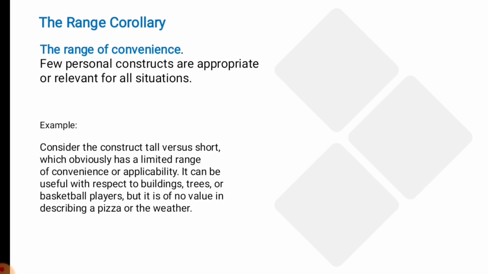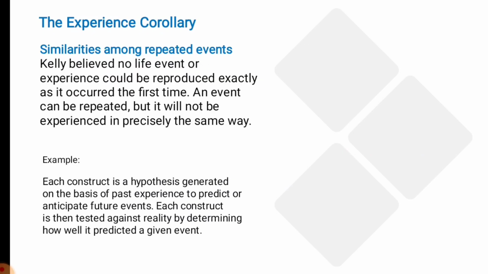Okay, consider the construct tall versus short, which obviously has a limited range of convenience or applicability. It can be useful with respect to buildings, trees, or basketball players, but it is of no value in describing a pizza or the weather. So, meron lang limitations. Okay, kung hanggang saan mo lang pwede ma-associate yung isang situation. Hindi sa lahat ng bagay. From the word range. The experience corollary, okay, this focuses on the similarity among repeated events.